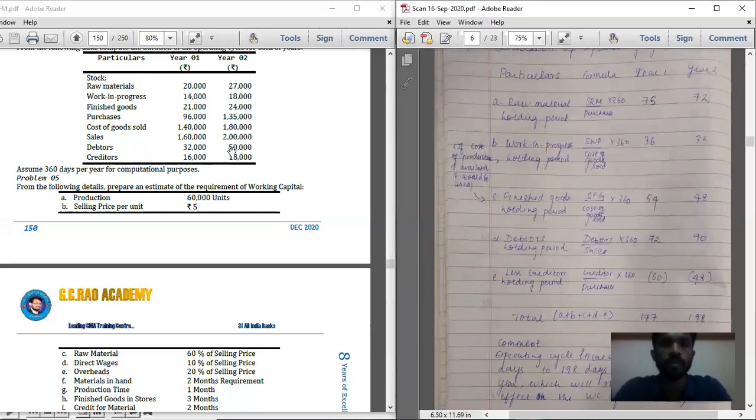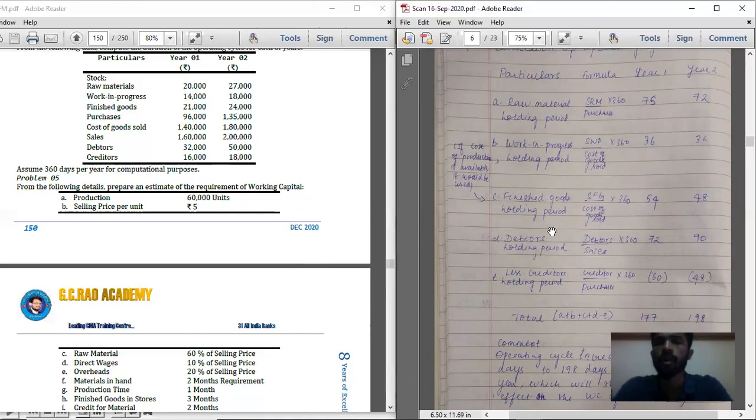And in respect of year 2, 50,000 divided by 2 lakh, 50,000 divided by 2 lakh into 360. So 90 days. In respect of year 2, put 90 days.